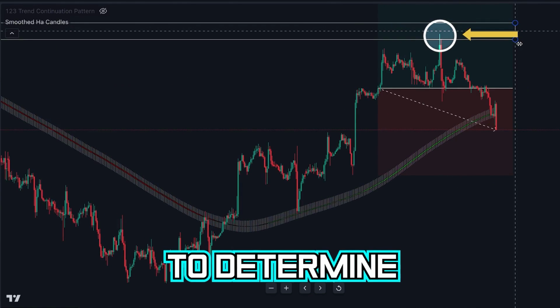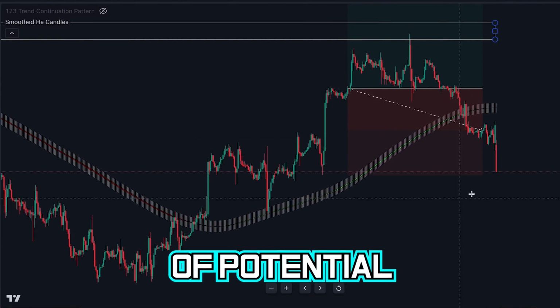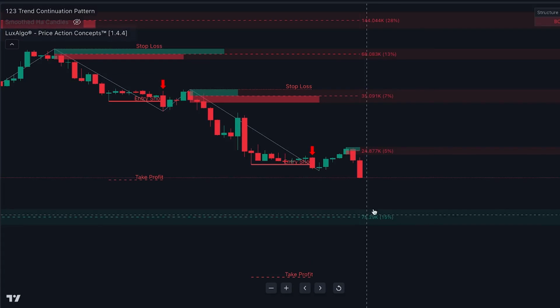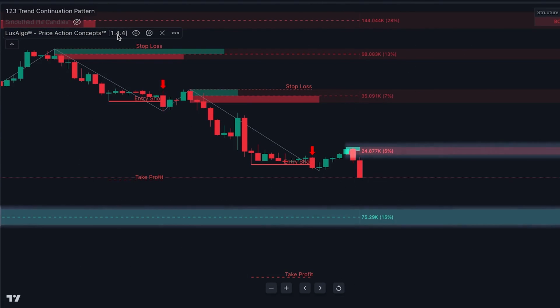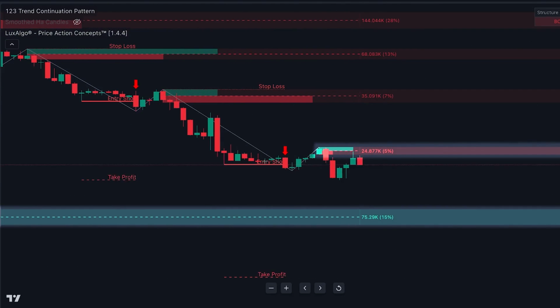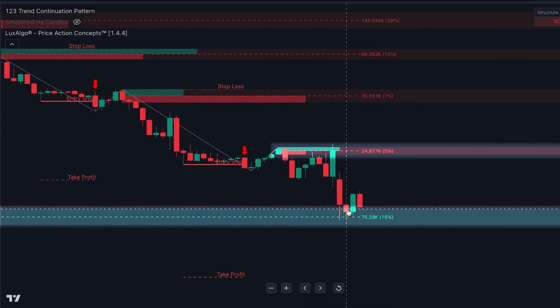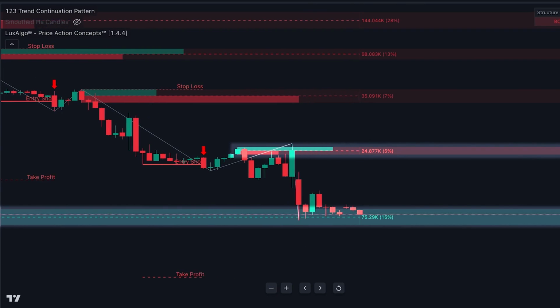A good way to determine these strong levels is to locate areas of potential order blocks. The Lux Algo Price Action Concepts indicator can automatically plot these order blocks for you, and you can create alerts for when price is approaching these levels to be more cautious when trading and to have a more dynamic take profit system.